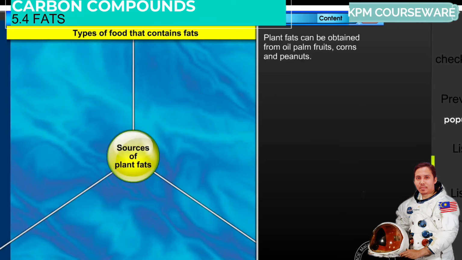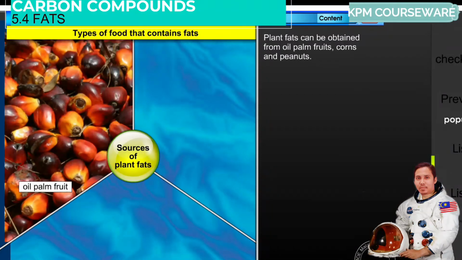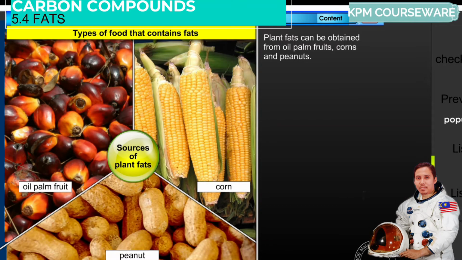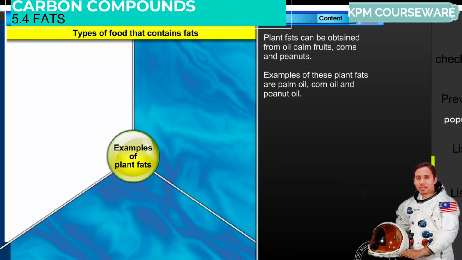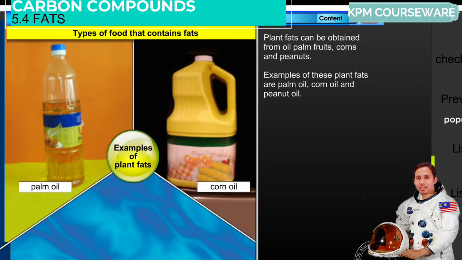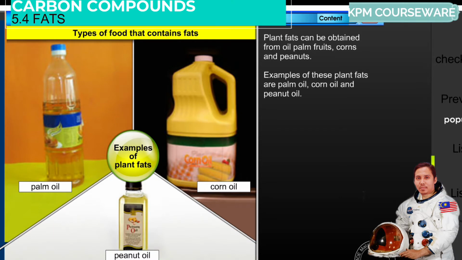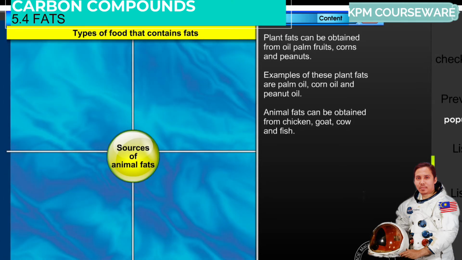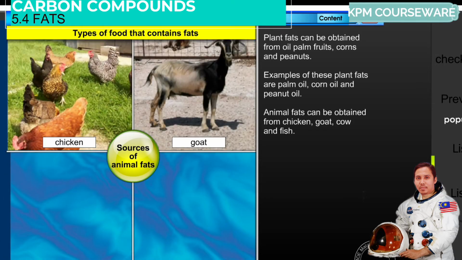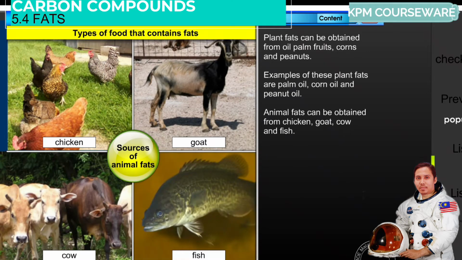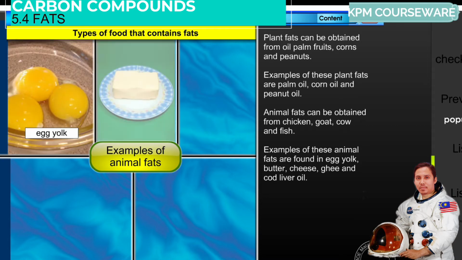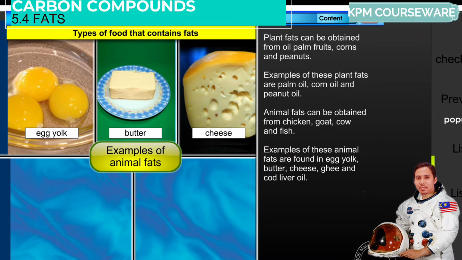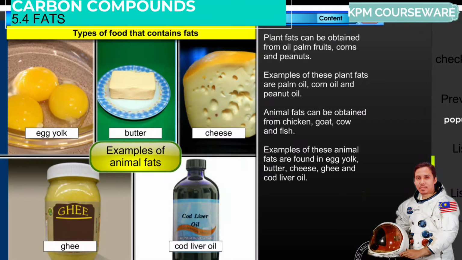Plant fats can be obtained from oil palm fruits, corns, and peanut. Examples of these plant fats are palm oil, corn oil, and peanut oil. Animal fats can be obtained from chicken, goat, cow, and fish. Examples of these animal fats are found in egg yolk, butter, cheese, ghee, and cod liver oil.